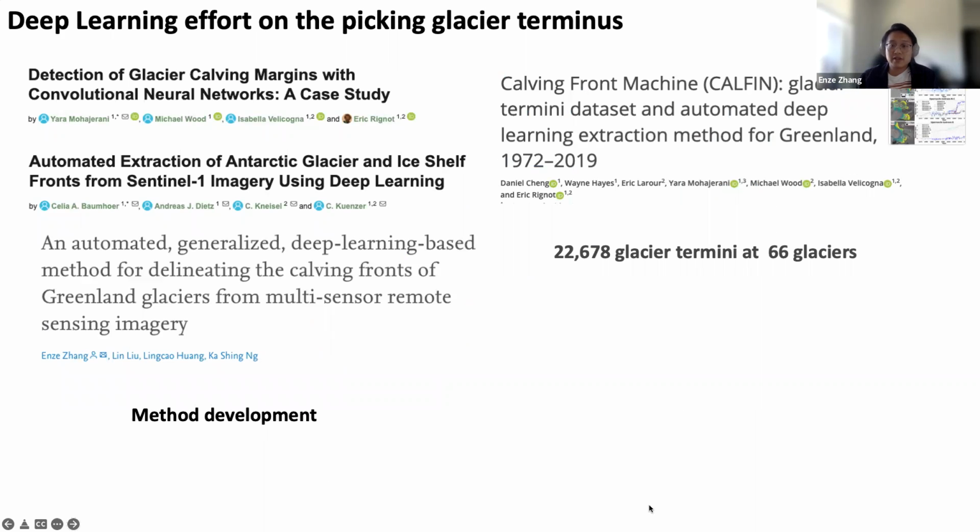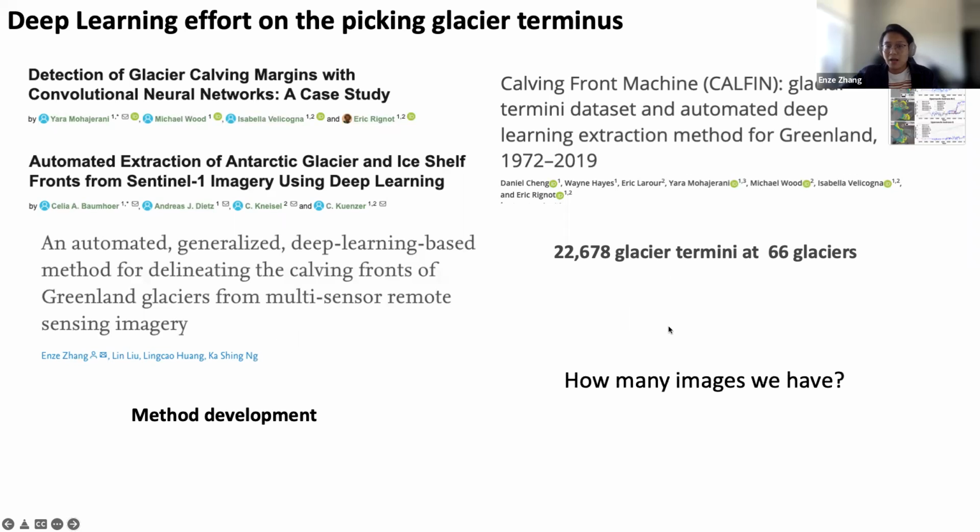So in recent years, there are several efforts using deep learning to generate glacier terminus, but most of them are in the method development stage, meaning they did not apply deep learning methods to big data. So over here, those studies are still in the method development stage. Only one study is close to using big data. It's called Calvin. In this study, the authors extracted around 20,000 termini at 66 glaciers.